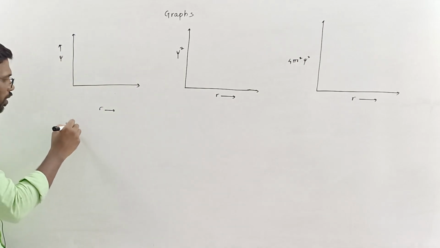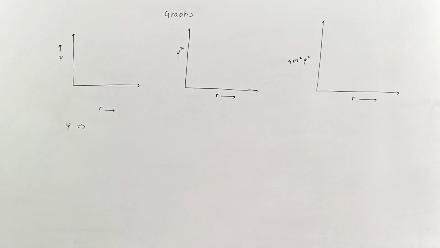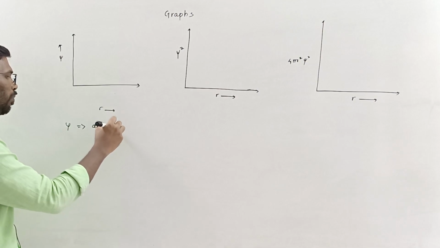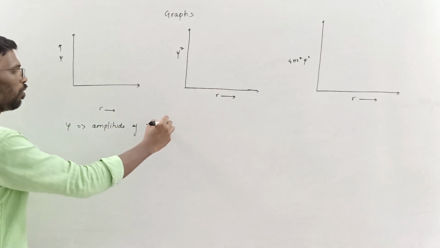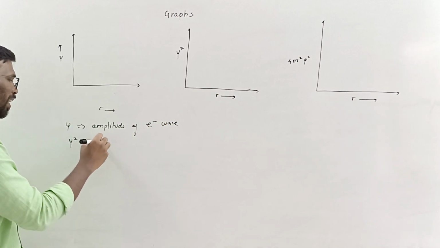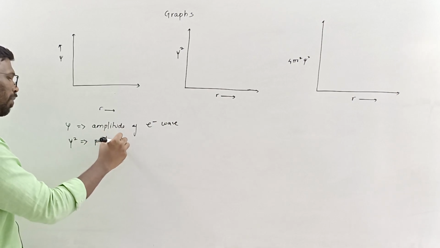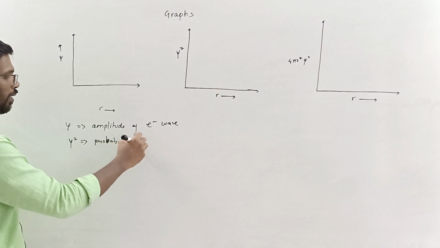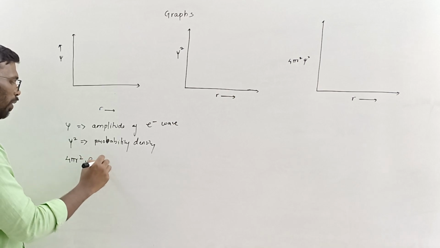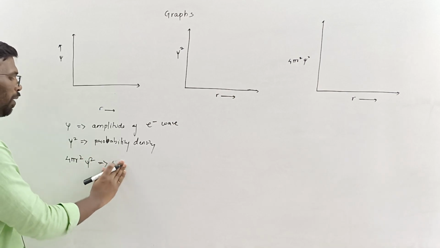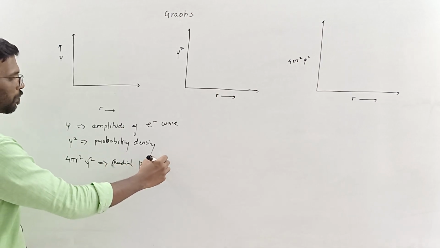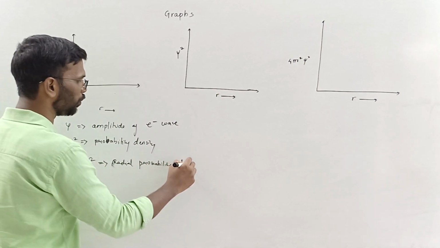Psi tells about the electron wave function, or what we say wave function amplitude. We can write this as the amplitude of electron wave psi. Psi square tells about probability density, and 4 pi r square psi square tells about radial probability distribution.